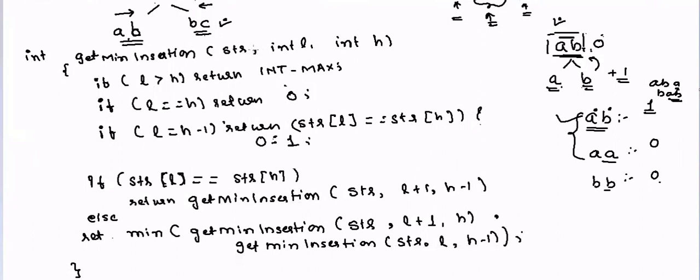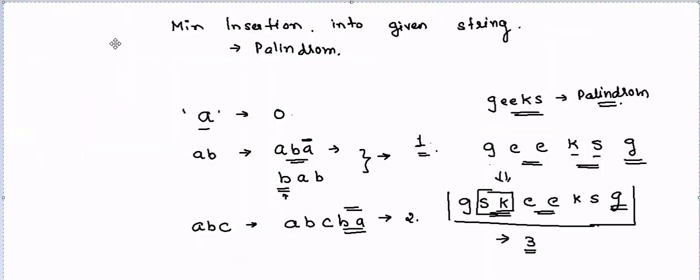So in this way, we need to write our recursive function to find the minimum insertions into a string to make that string a palindrome. Now we can trace the code with a similar example. Let's trace it for these two strings, ABA and ABC and A. Sorry, not ABA, it should be ABC. It should be ABC and ABCA.